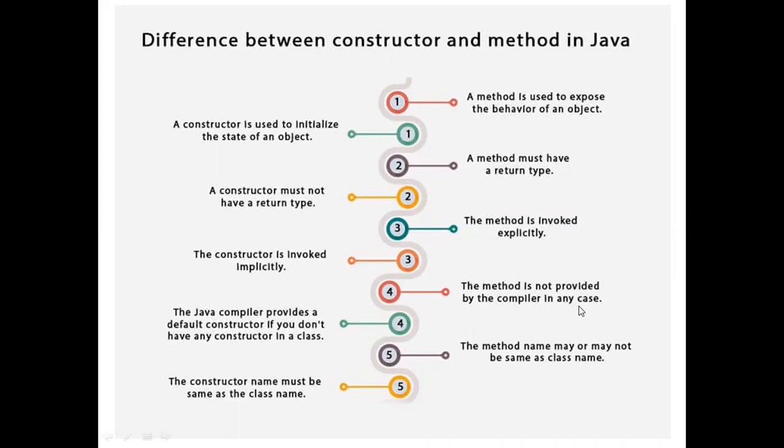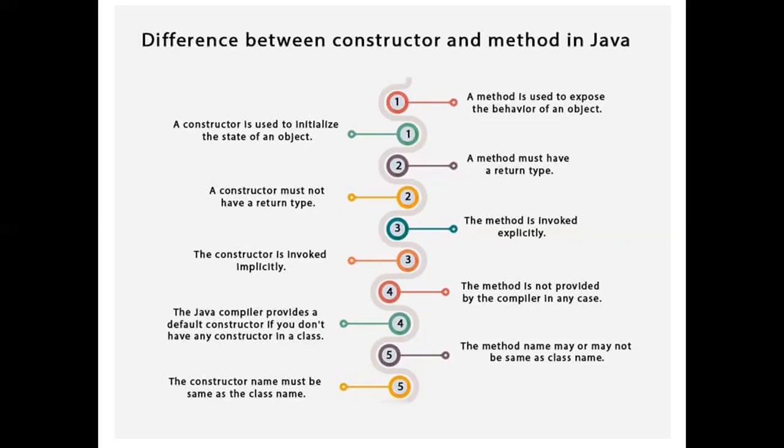Okay, if you have not written any method in the class, what will happen? Nothing will happen. The class will be created without methods. But if you have written a class without the constructor, the compiler will create a constructor for you there. The Java compiler provides a default constructor if you don't have any constructor in a class. That is another difference we should remember.